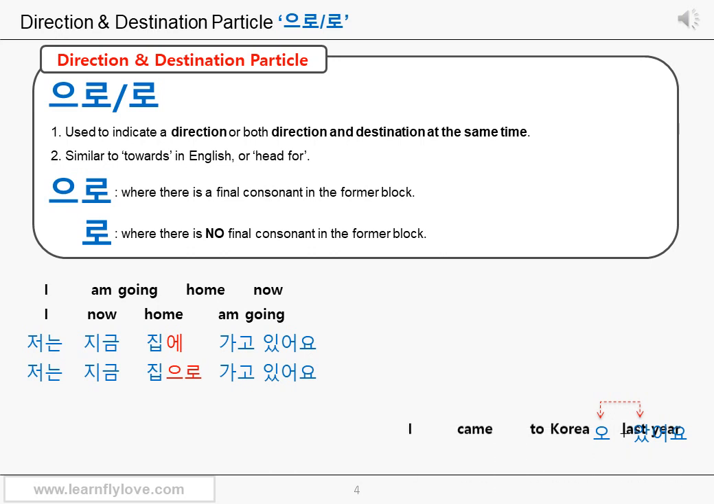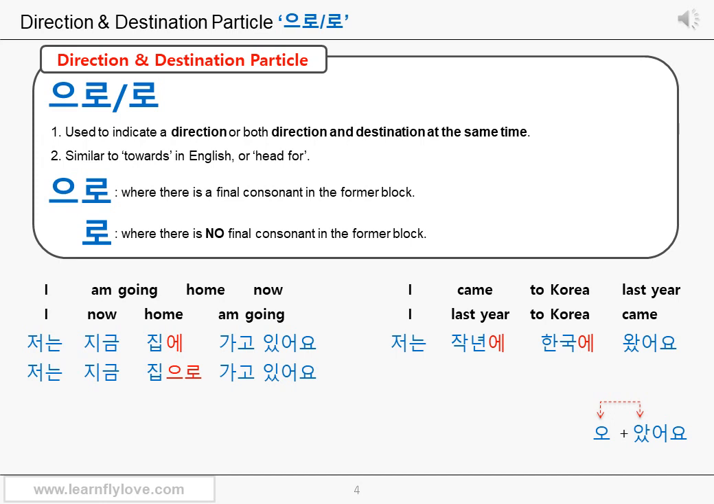Let's see the next example. I came to Korea last year. I, last year, to Korea, came. You're still in Korea when you say this. We have a time-related noun, which means last year in Korean, and Korea here is the destination of the verb came. That's clearly the destination, so let's use the destination particle 에 first.